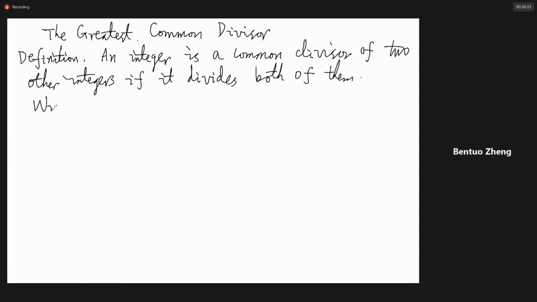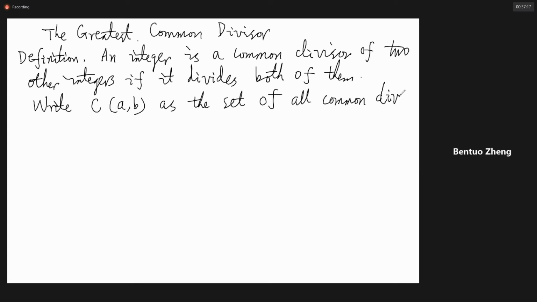So we write C of AB as the set of all common divisors of A and B.